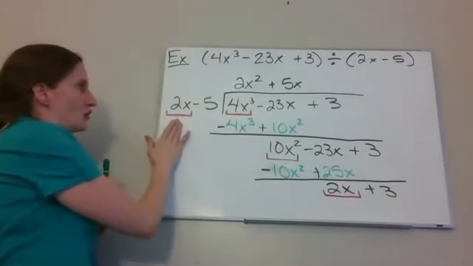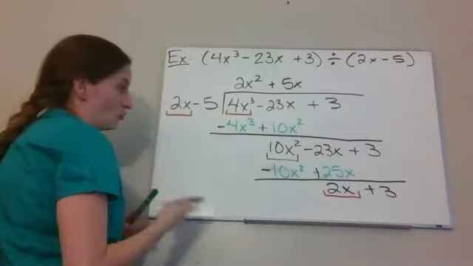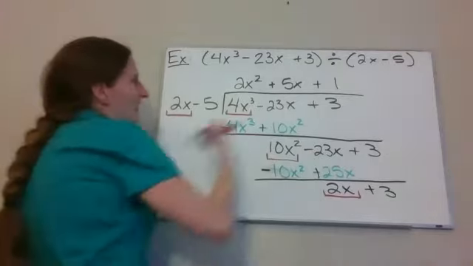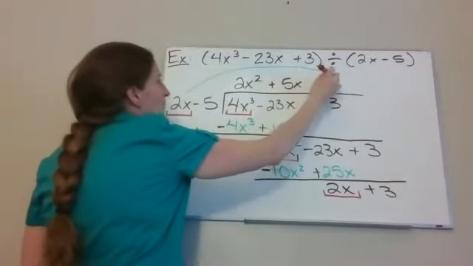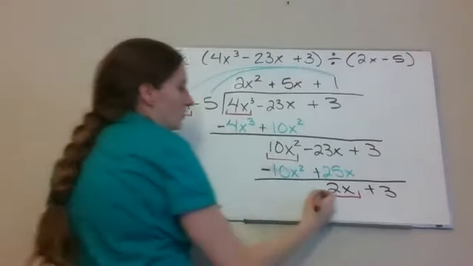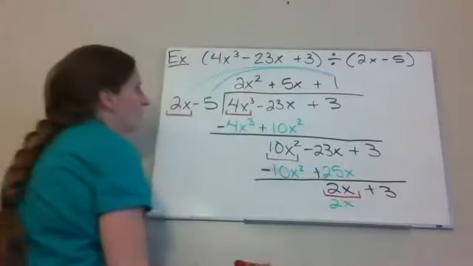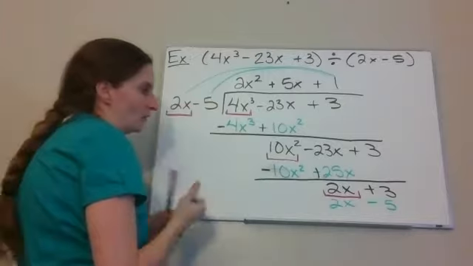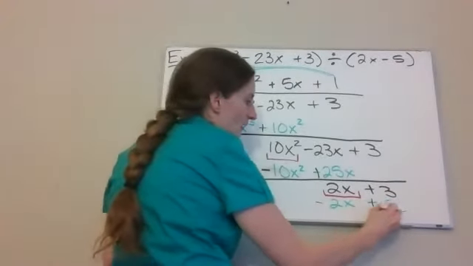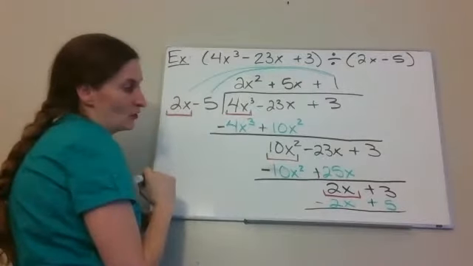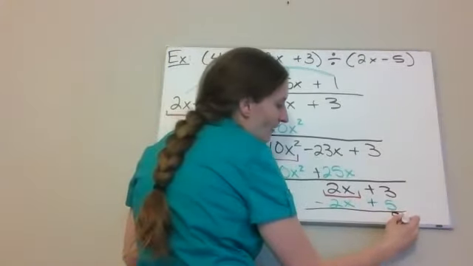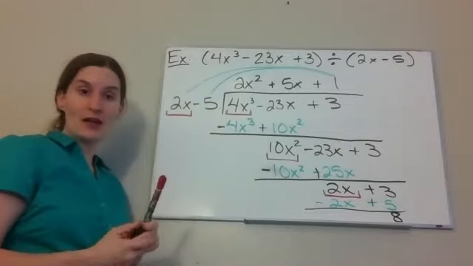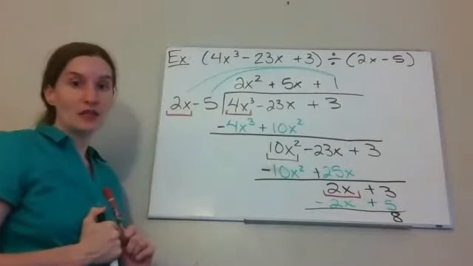What do I need to multiply my 2x by to get 2x? Just 1. So I have a 1 up on top, and then we have to take that 1 and distribute onto my entire divisor. 1 times 2x is 2x. 1 times negative 5 is negative 5. Change your signs and add. The 2x and the minus 2x cancel out, and 3 plus 5 is 8. And now we're done because I have a lower power of x down there than the thing I'm dividing by. That 8 ends up being my remainder.